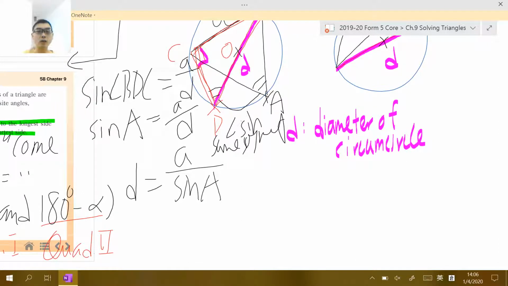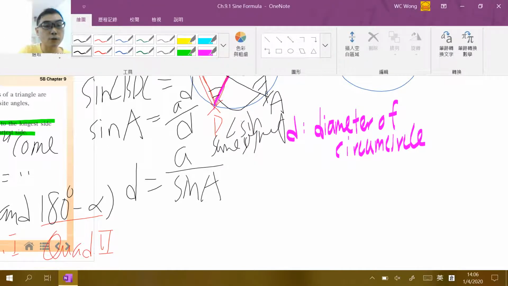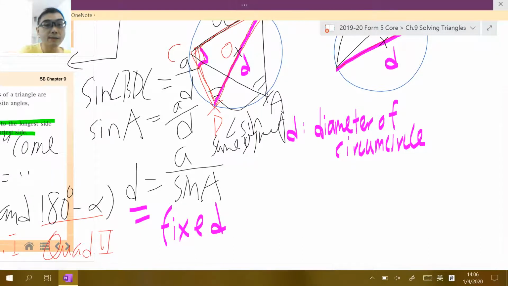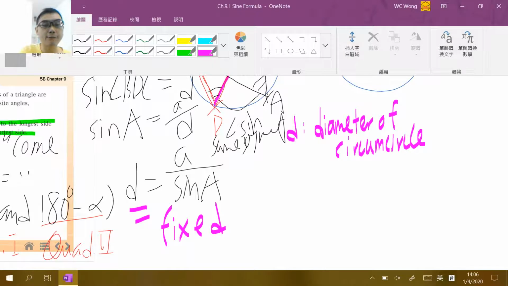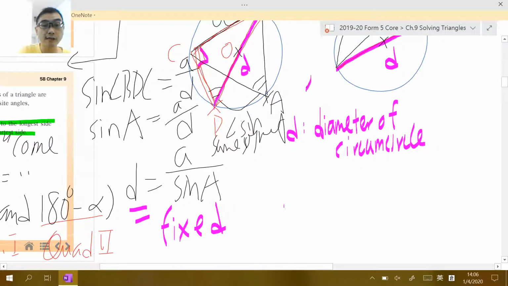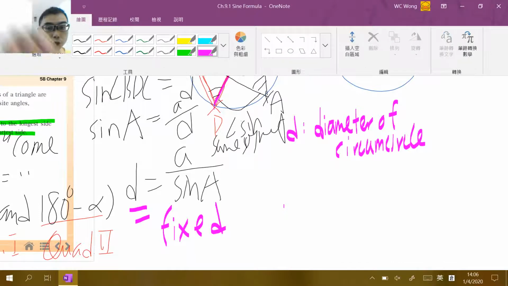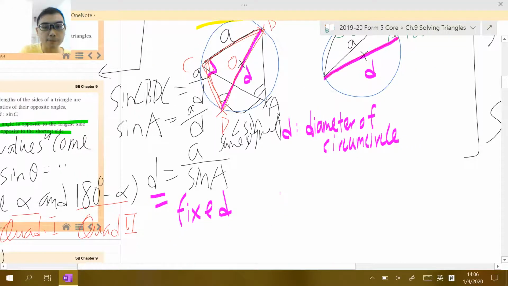But you know that D is what? D is the diameter of the circumcircle. It means that this one is a fixed value, because once you have the triangle, you have a fixed circle that can run about the triangle. So we call it circumcircle. So we will say the diameter of the circle should be fixed. That means that A over sine A is fixed to be the diameter.